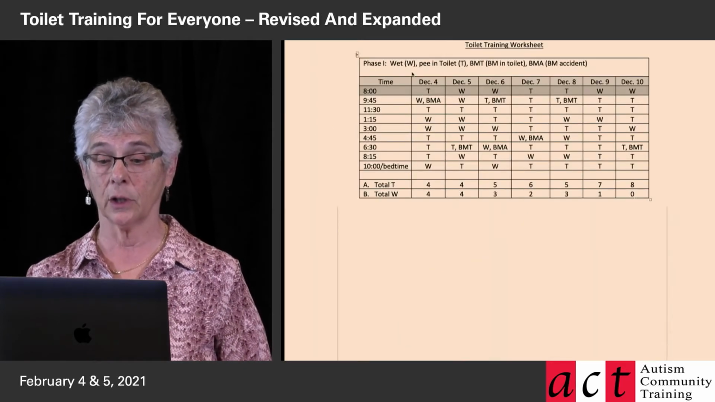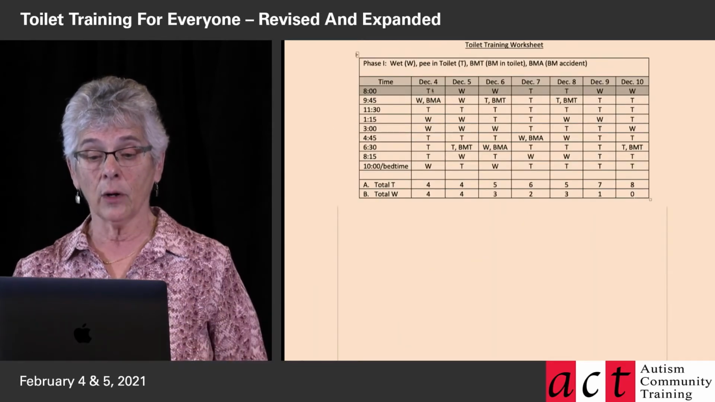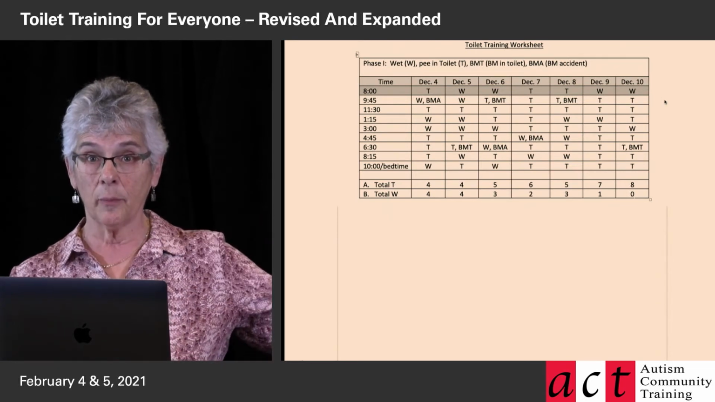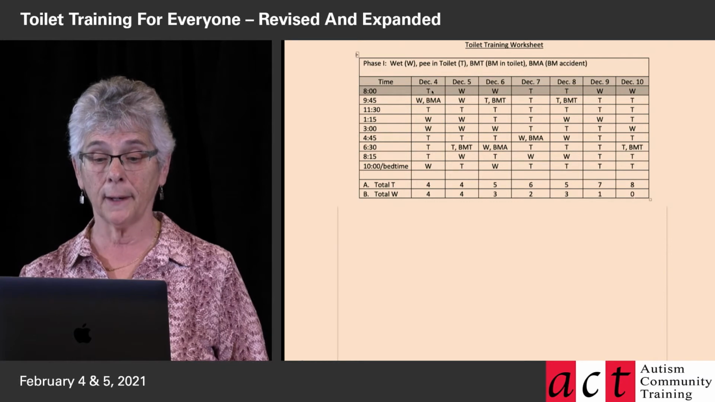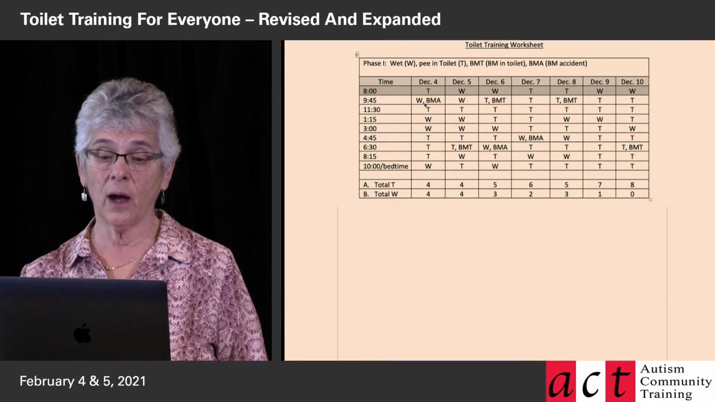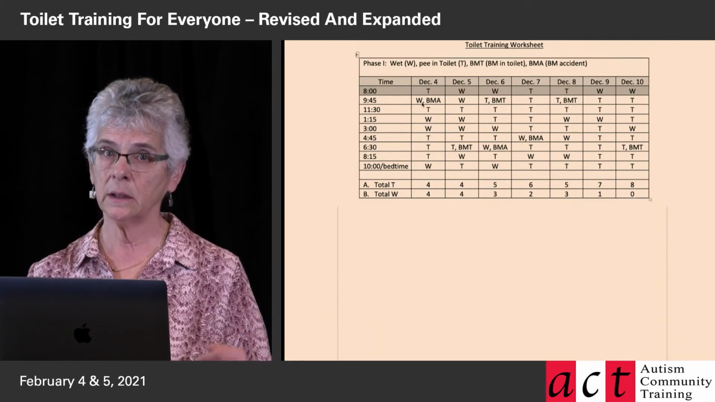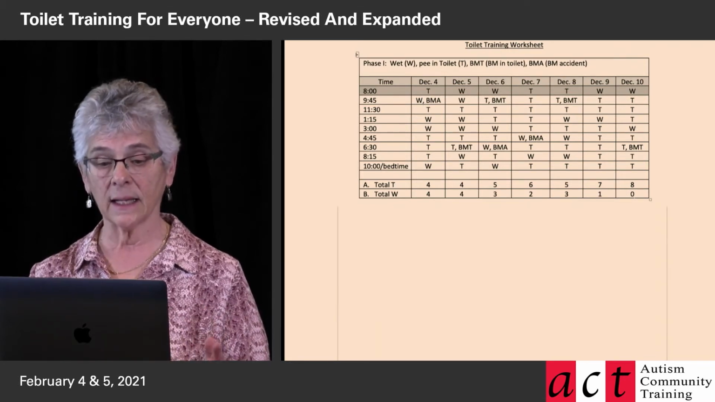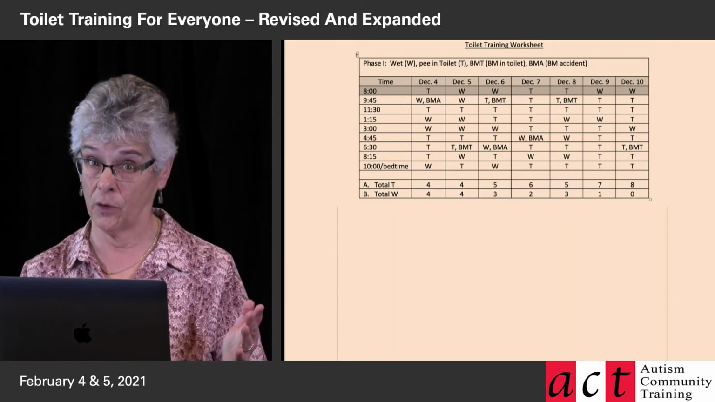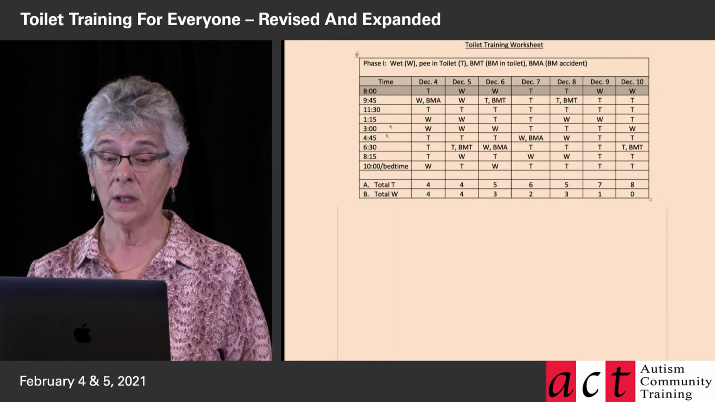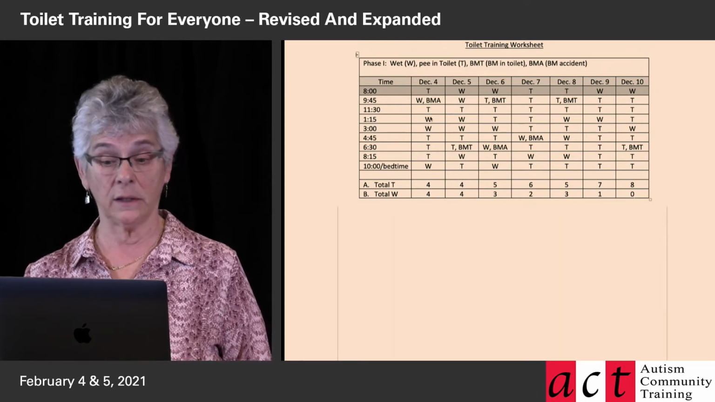So here's what that might look like. Now we're at December 4th, 5th, 6th, 7th, 8th, 9th, and 10th. So we've done our baseline data. We've started training. At 8 o'clock, he peed in the toilet. Whoa. At 9:45, somewhere between 8 and 9:45, he was wet. Okay, that's an accident. I still take him at 9:45, but he was wet, so he probably doesn't have to go. At 11:30, he peed in the toilet.